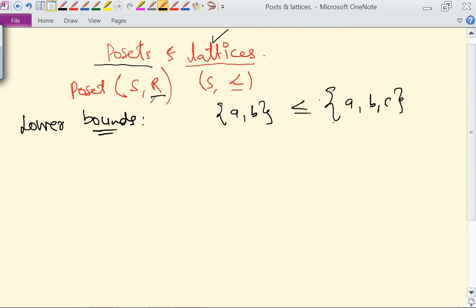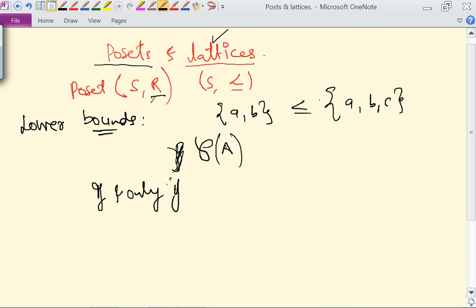But if we have a set of things, like the subset of any set, say a poset on a set A, and we have S as a subset of this, then we have the following situation.